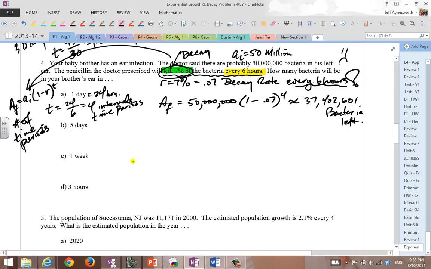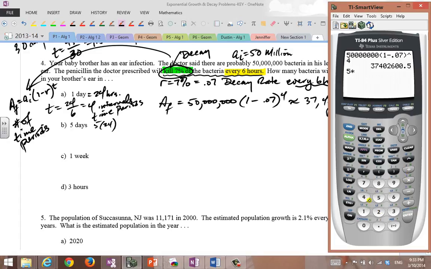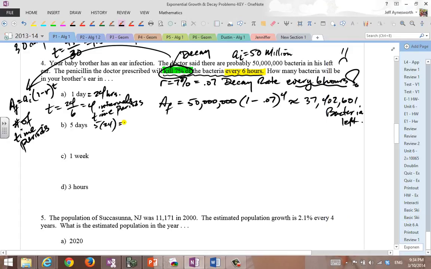So how many are left after 5 days? Well, let's see here. How many hours in 5 days? So 5 times 24. Let's use our calculator to our advantage. 5 times 24, there's 120 hours. So 120 hours have gone by. If this thing happens every 6 hours, how many time periods do we have? I take 120 divided by 6, and I get 20. So 20 time periods. So now my future amount is 50 million times 1 minus 0.07 to the 20th power.